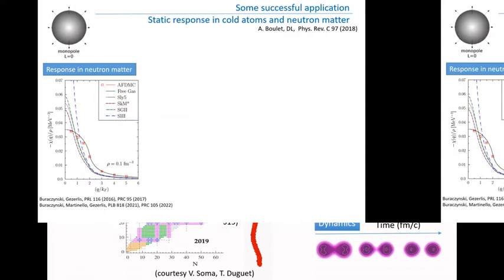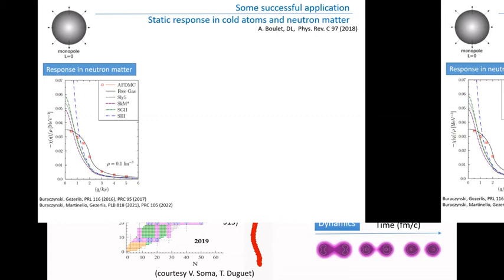Yeah. So we try to apply this to neutron matter, and one thing that was puzzling to us is the static response of neutron matter. I mean, this was also a calculation made by Alex on the static response as a function of the transfer momentum. And this was the situation, actually.